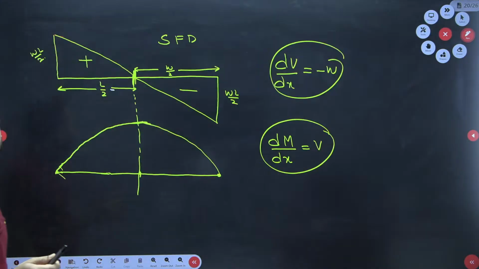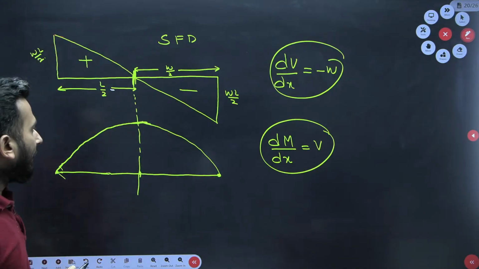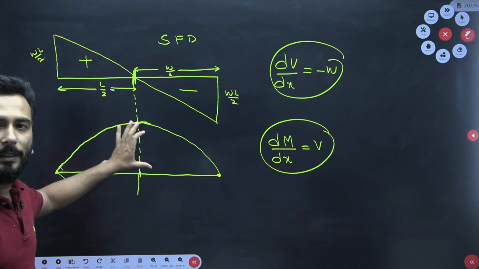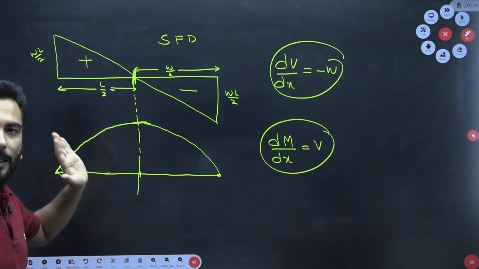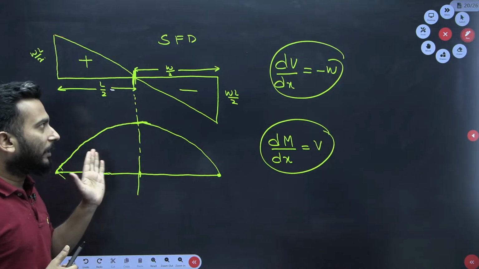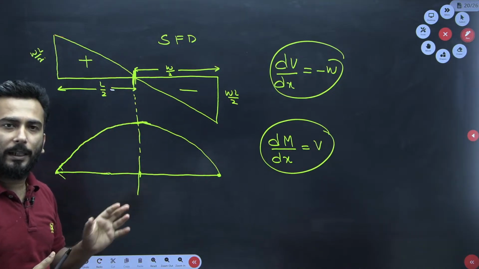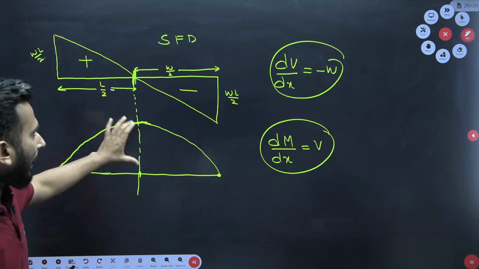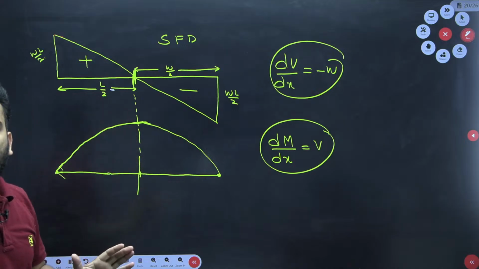But one demerit is there. What is the demerit over here? The demerit is that, can you tell what is the maximum value of the bending moment? If I ask you that, okay, you have predicted the diagram SFD BMD neatly, but can you tell the maximum value of this? You will say no.